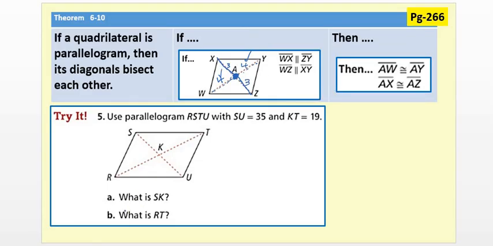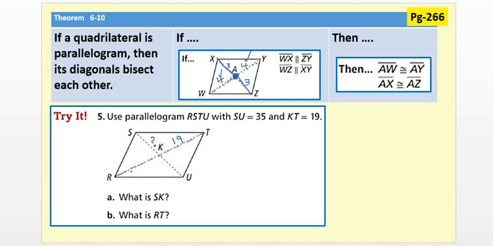Now look at this here in Try It number 5. It says use the parallelogram RSTU with SU 35 and KT 19. Now where is KT? This one, K to T. This is 19, right? This part is 19. Now what they want you to find is SK. So first they want you to find how much is this SK, and then in the second part they want to know how long is this RT, the whole line.